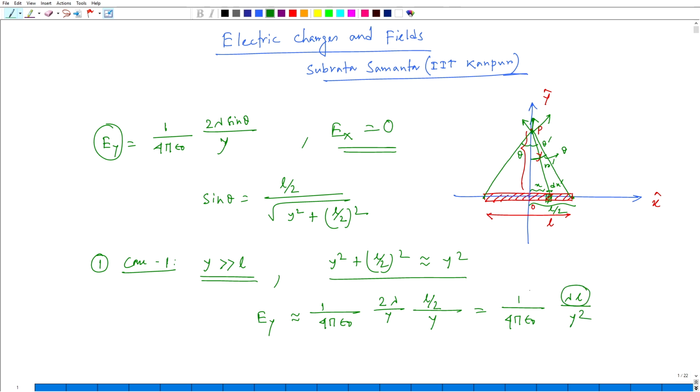This lambda L is nothing but the total charge of the rod, because lambda is the linear charge density and q is the total charge. Since it is a uniform charge density, we take lambda outside of the integral, and the integral of dl becomes the length, so lambda times L. Now we plug this value into the expression.